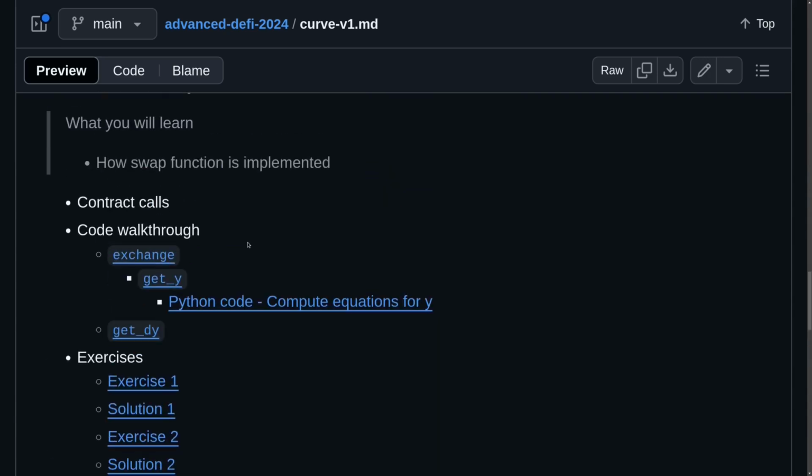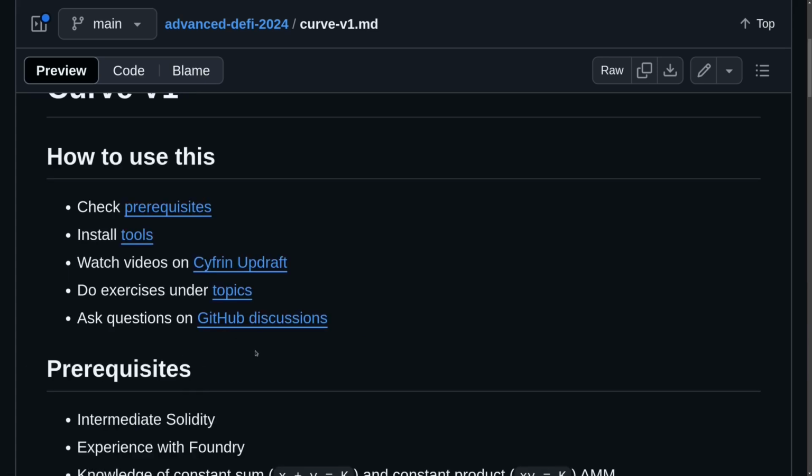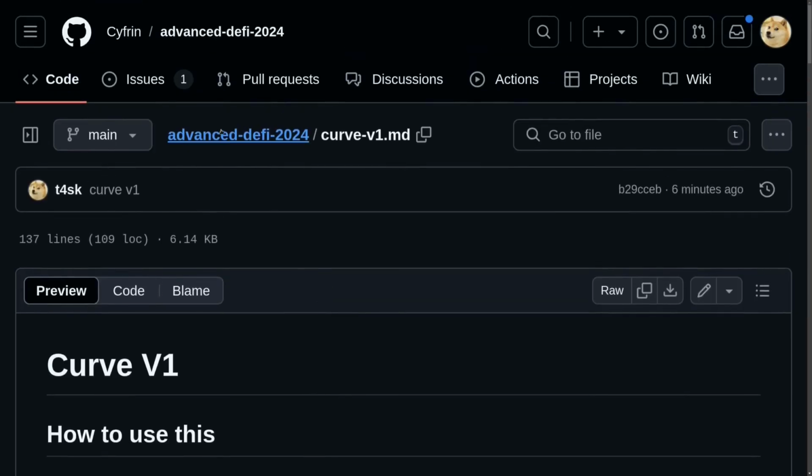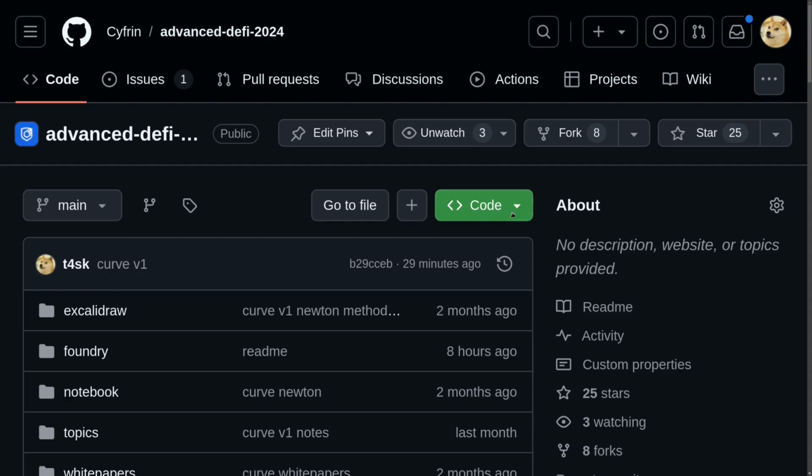Now, there are other links inside this markdown file. Some of them link to the code that is used inside the videos, and other ones will link to additional notes and graphs. If you have further questions, you can navigate to GitHub discussions under this repo. So, scrolling back up, under this repo called Advanced DeFi 2024, click on Discussions, and then you can ask your questions here.